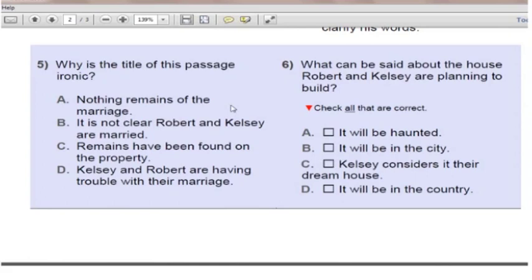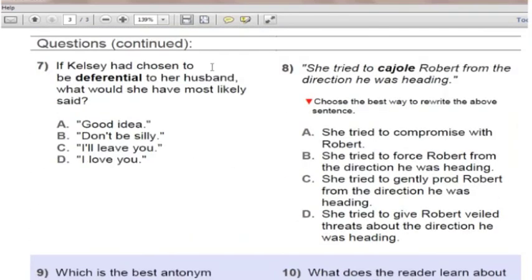The answer is option A. What can be said about the house Robert and Kesley are planning to build? A option is, it will be haunted. B option is, it will be in the city. C option is, Kesley considered it their dream house. D option is, it will be in the country. The right option is A.